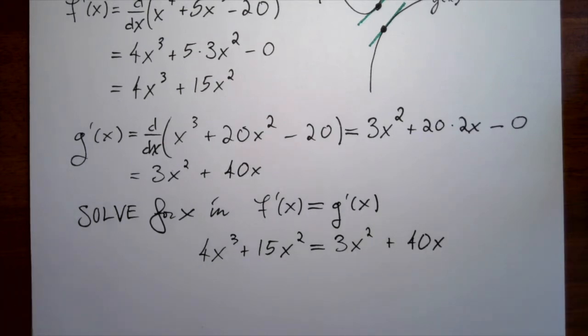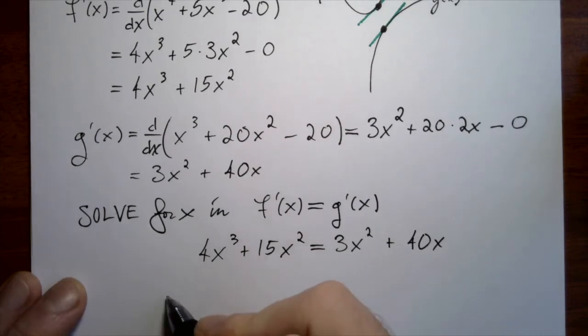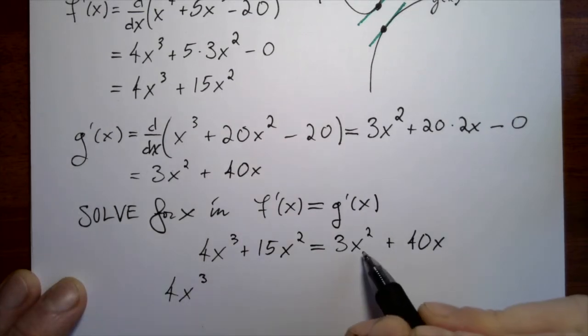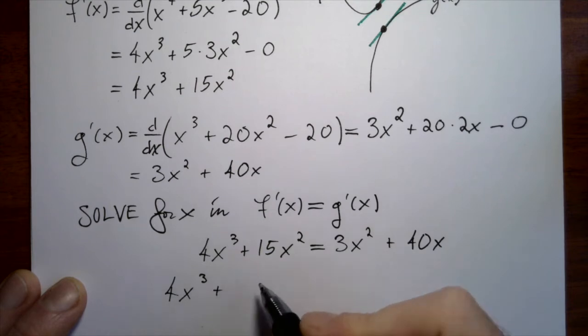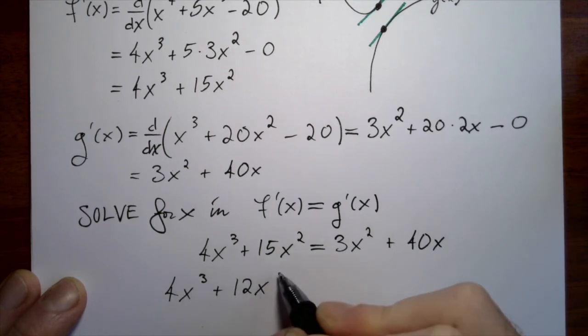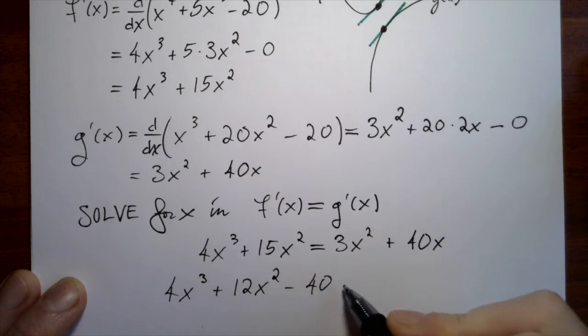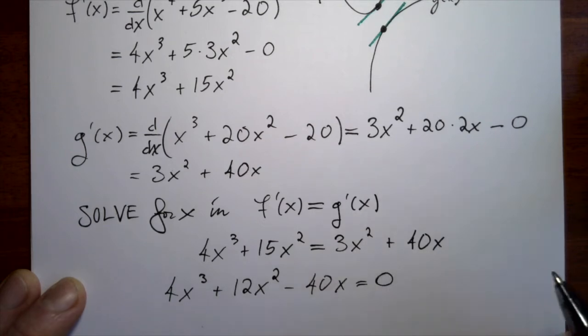Alright. Well, to solve for x, let's move the right-hand side over to the left-hand side. Then we'll have a 0 on the right-hand side. We subtract 3x squared from both sides, so subtracting 3x squared from 15x squared, we get 12x squared, and then subtracting 40x, we get minus 40x. And that's all equal to 0.